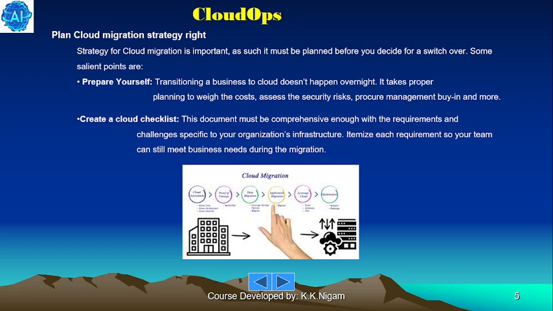Some salient points: prepare yourself. Both mentally you have to prepare, and of course the other stakeholders also need to be associated with this. Transitioning a business to the cloud doesn't happen overnight. It takes proper planning to weigh the costs, assess the security risk, procure management buy-in, and more. Create a cloud checklist. This document must be comprehensive enough with the requirements and challenges specific to your organization's infrastructure. List each requirement item-wise, so your team can still meet business needs during the migration.